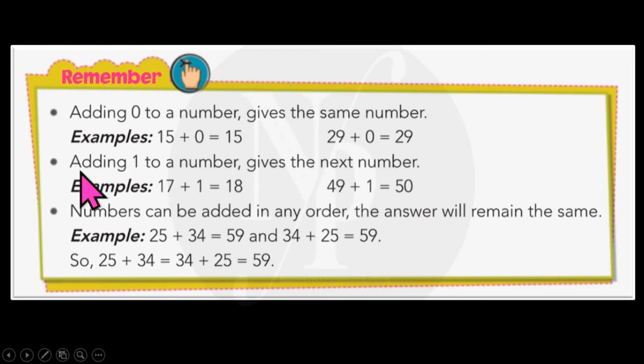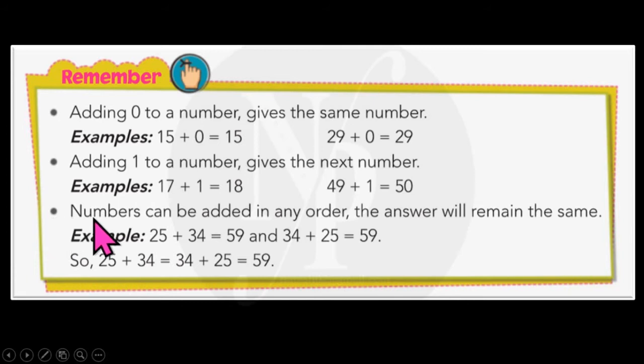Second point. Adding 1 to a number gives the next number. Examples: 17 plus 1 is equal to 18. Adding 1 to 17 you get 18, and 49 plus 1 is equal to 50. So when you add 1 to any number, you will get the next number.